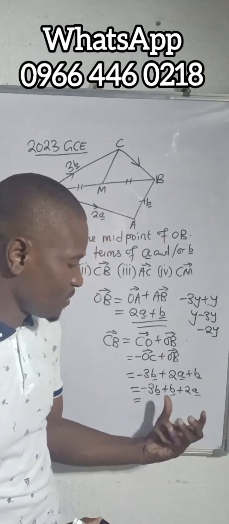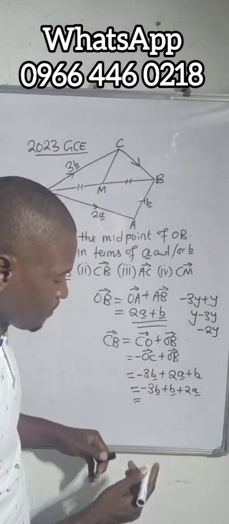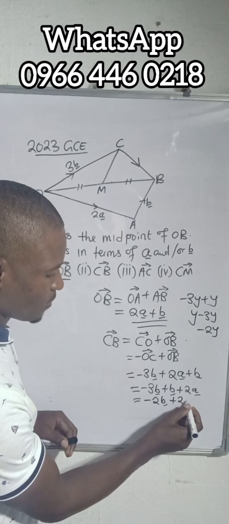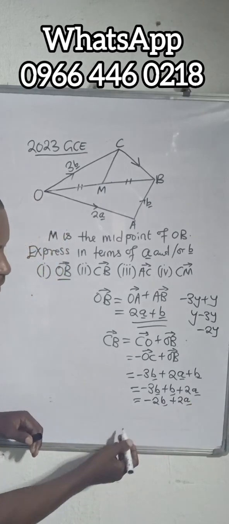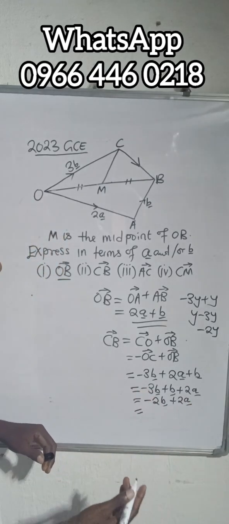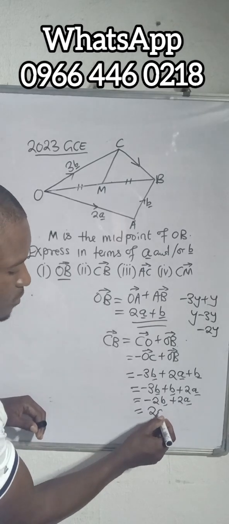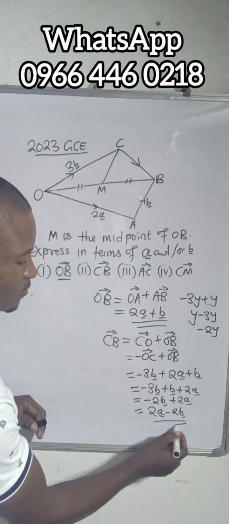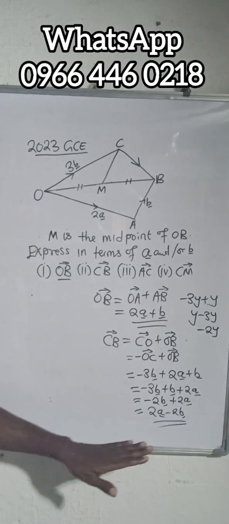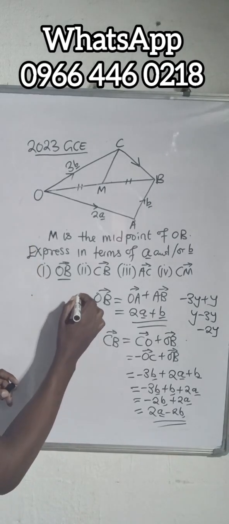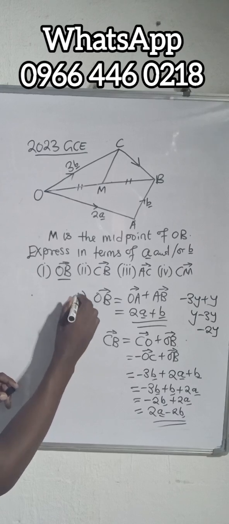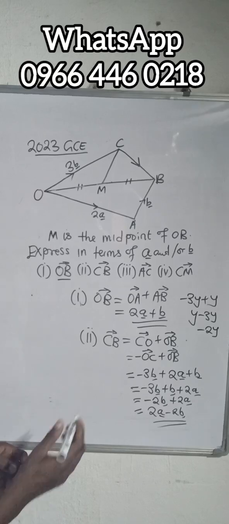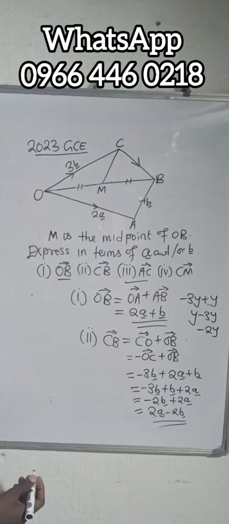So this same concept is what you are going to apply here. So this is going to be negative 2 vector b plus 2a. Then from there you can just rearrange and start with 2 vector a minus 2 vector b. So that is the answer for CB. Okay, and then now we move on to AC.